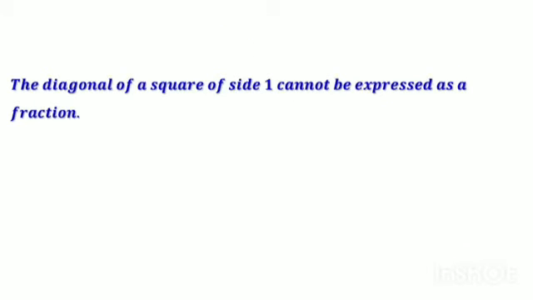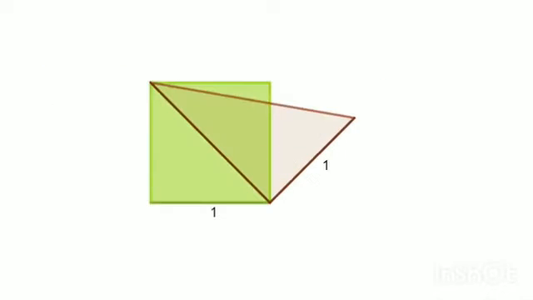But there is no fraction whose square is 2. That means the diagonal of a square of side 1 cannot be expressed as a fraction. We have several such numbers which cannot be expressed as a natural number or a fraction. For example, look at this picture.